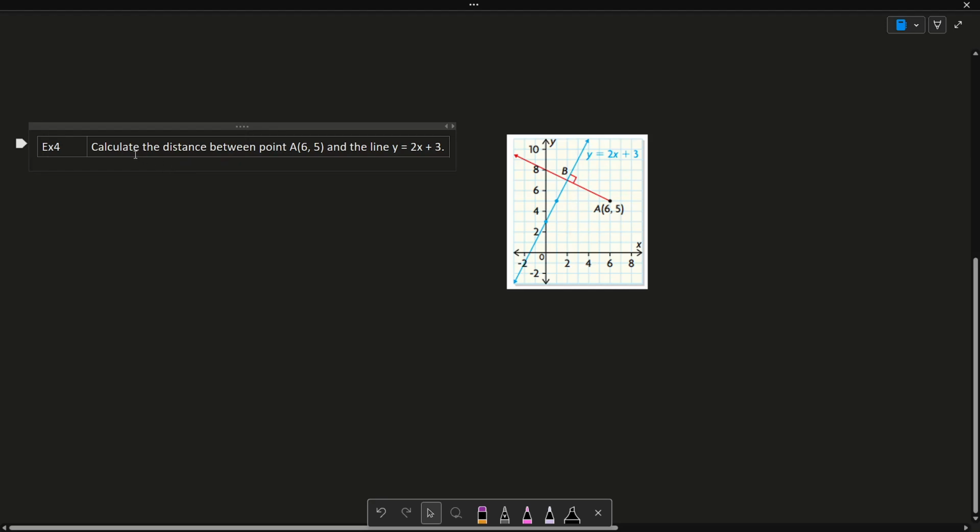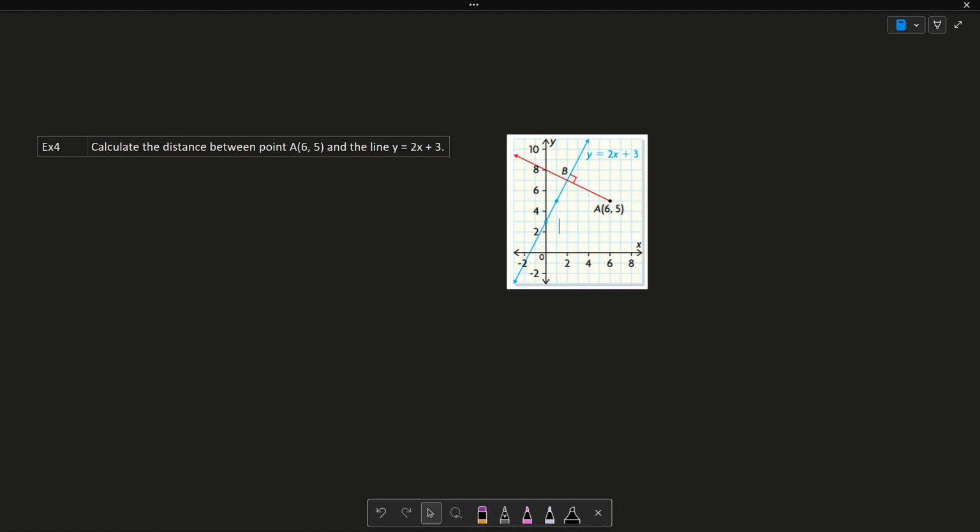But when you're asked to calculate the distance between a point and a line, you're generally asked to find the shortest distance. And that shortest distance is always going to be found by building a new line, the red one.